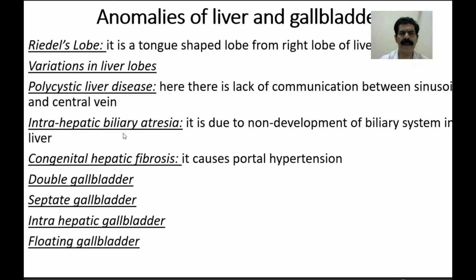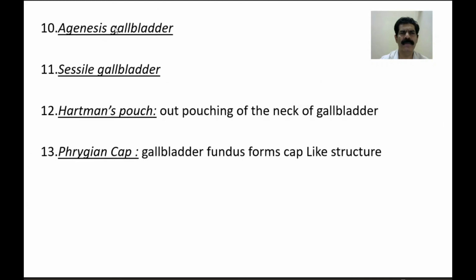Then there may be intrahepatic biliary atresia, where there is non-development of the biliary system in the liver, that is the intrahepatic part. Then there may be congenital hepatic fibrosis, which is a cause of portal hypertension in newborn babies. The gallbladder may be associated with anomalies like the double gallbladder, septate gallbladder, intrahepatic gallbladder, or floating gallbladder, or there may be no development of the gallbladder, that is agenesis.